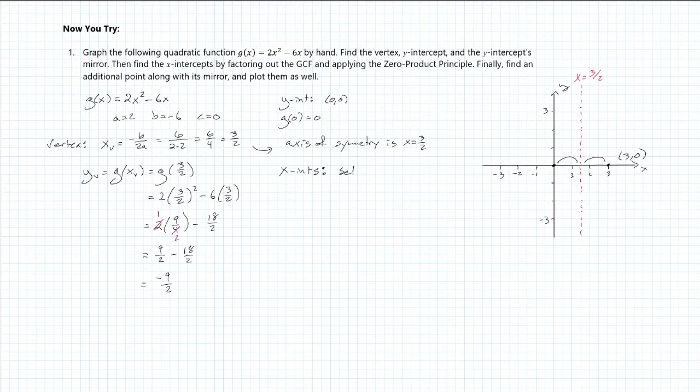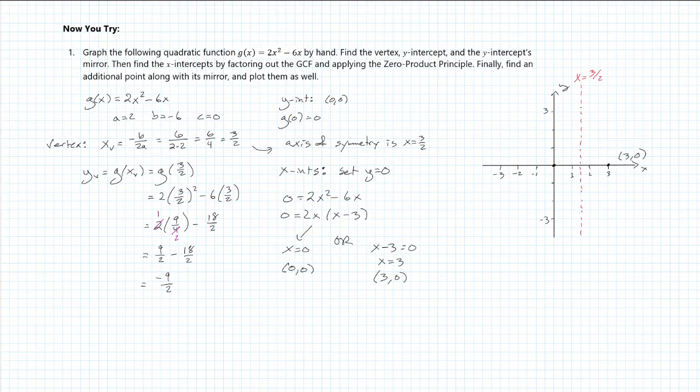We set y equal to 0. So I'll have 0 equals 2x squared minus 6x. I will factor out a 2x from this to get x minus 3. And this will give us that x equals 0 or x minus 3 equals 0. Solving the second one, we get x equals 3. So yes, indeed, we get the x-intercepts of (0, 0) and (3, 0). Cool.